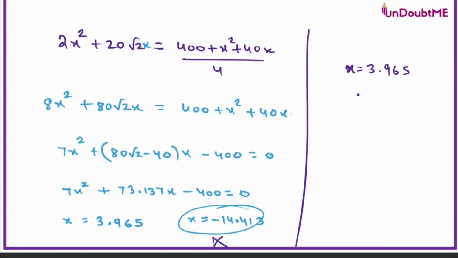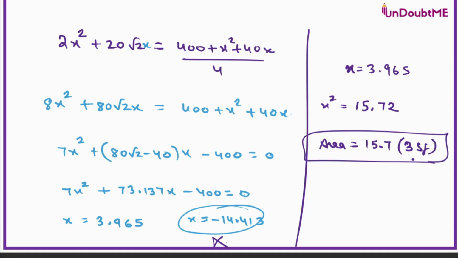On squaring 3.965, I will get 15.72. So the required area will be 15.7 up to 3 significant figures.